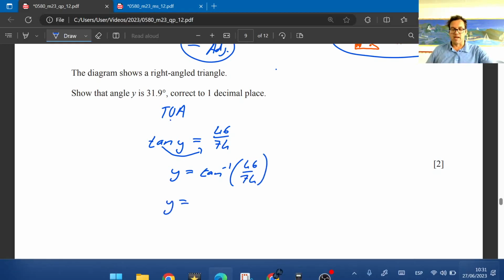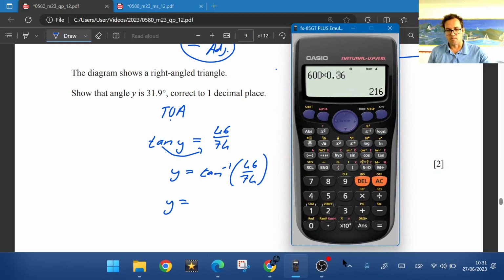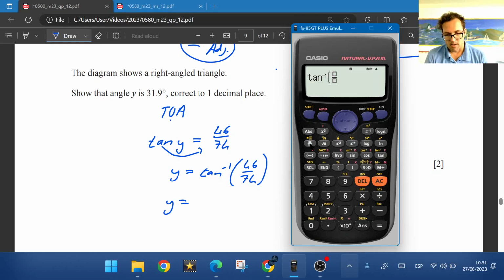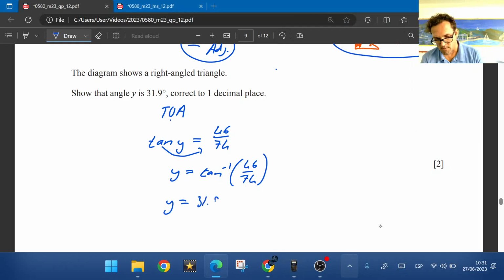Okay, so the next step would be to get the calculator out and then press shift, tan, okay, and then we got 46 over 74, close bracket, bam, 31.8659, etc. Correct to one decimal place. So we write the big long answer and then we show if you round it. Squiggly equal sign, it will be 31 point, cut it off there, there's a 6, that becomes a 9.